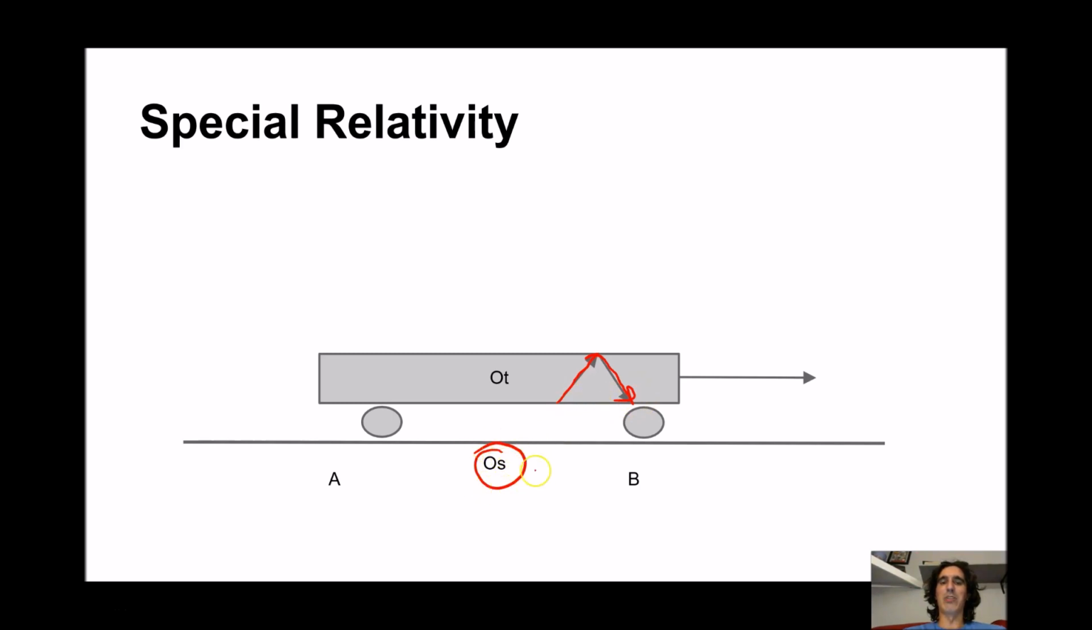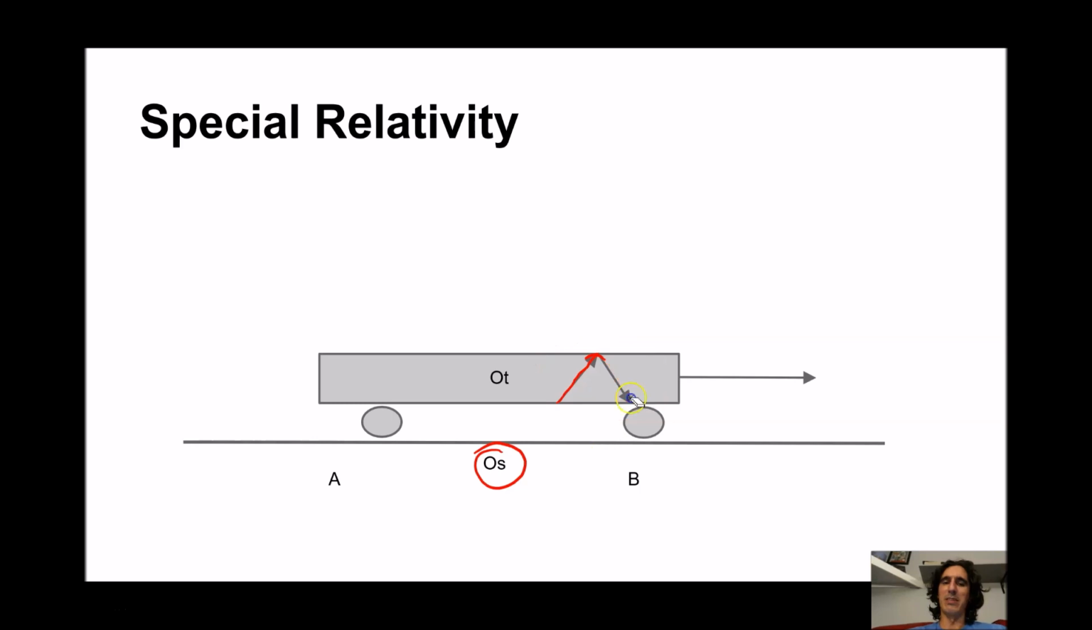So from this person's perspective on the outside, O sub s, they see the time running slower for the person on the inside of the train. So we're seeing that time is slowing down, which means the time to tick-tock is getting lengthened because it takes a longer time for it to happen. And we call it time dilation, which is the slowing down of time based on the motion of an object.